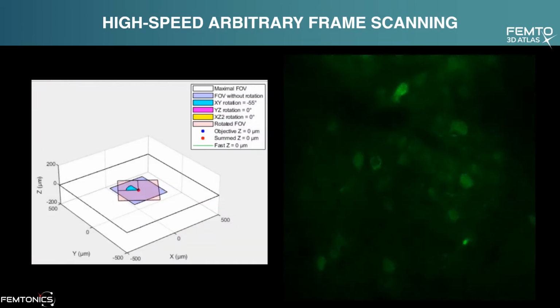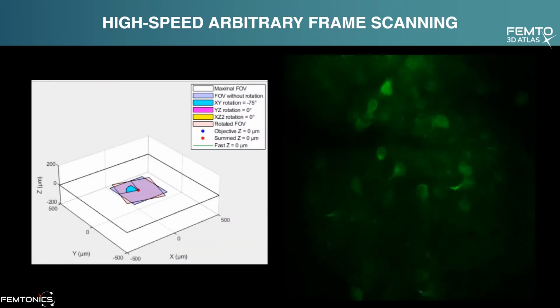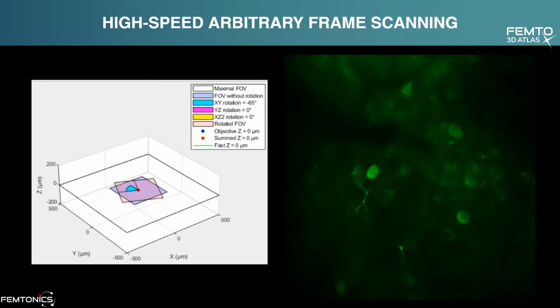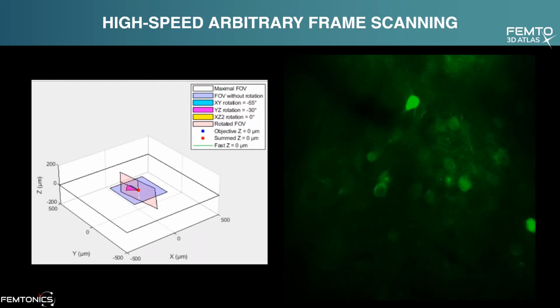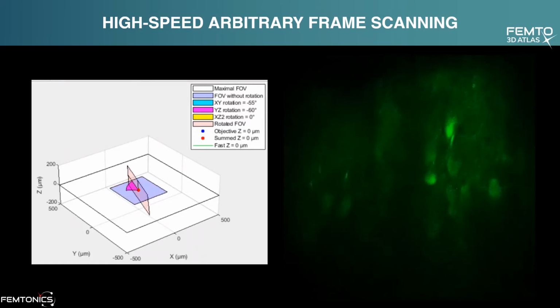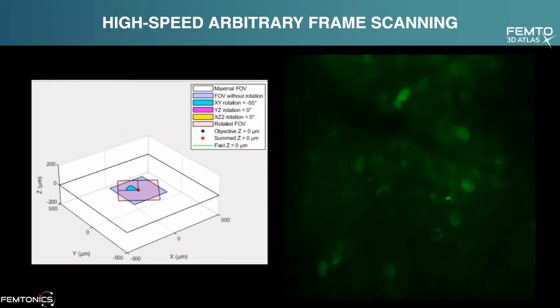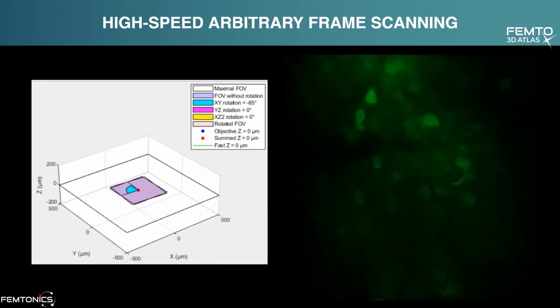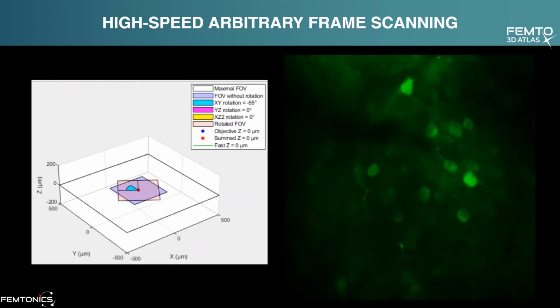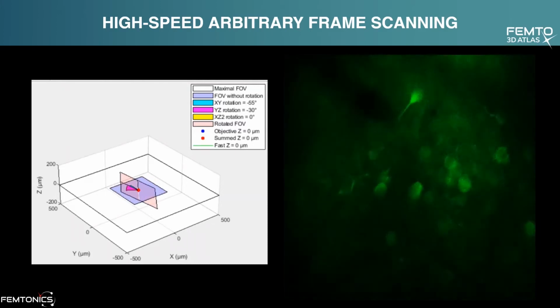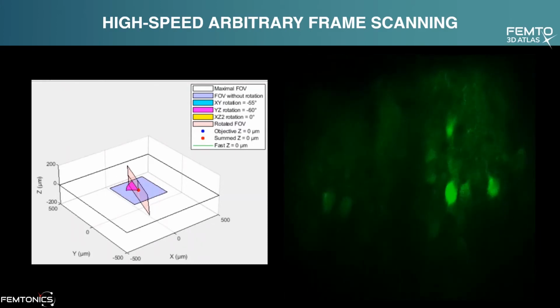High-speed arbitrary frame scanning mode offers planar scanning just as any conventional microscope. Yet, already in this basic mode, FEMTO3D Atlas gives you an advantage over other microscopes by providing faster speed, up to 40 frames per second full frame. Another advantage is that the plane being scanned can be rotated to any angle in space.